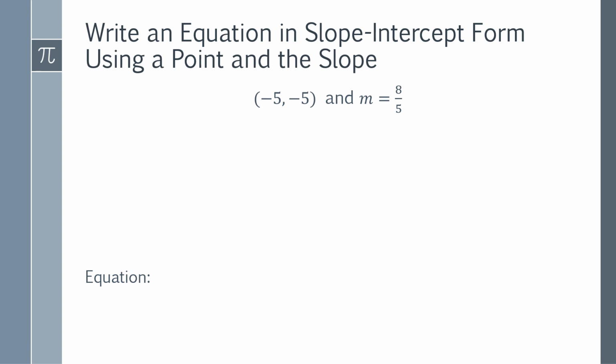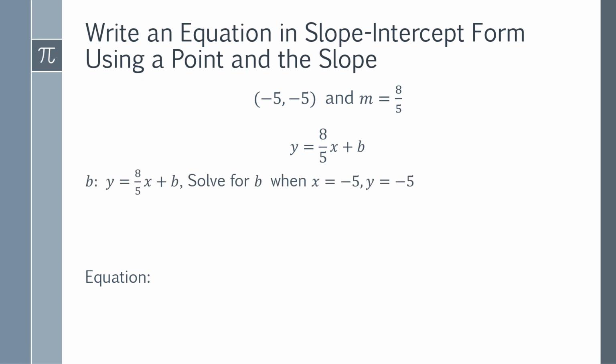Okay, so we have the slope. So we're going to substitute that into our equation. So we have y equals 8/5 x plus b. And then we are going to substitute in the point (-5, -5) and solve for b. And when we do that, we get b is 3. So the solution here is y equals 8/5 x plus 3.